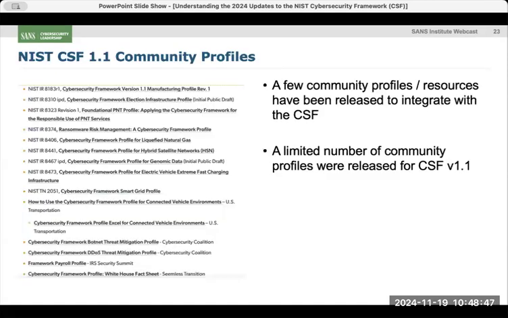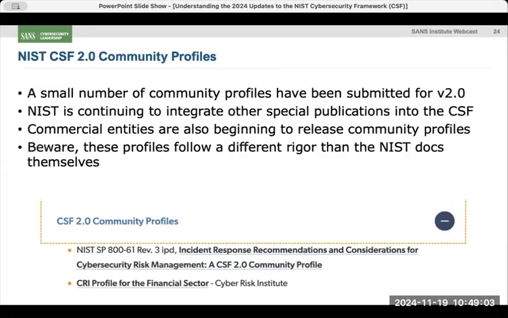They also have these community profiles. So again, if we look at the community profiles for version 1.1, you can see on the left some of those profiles that are in place. There have been, again, some community resources that are there, commercial slash private sector profiles, for example. And then in 2.0, you've got a couple in there as well. But again, you just don't see a lot.